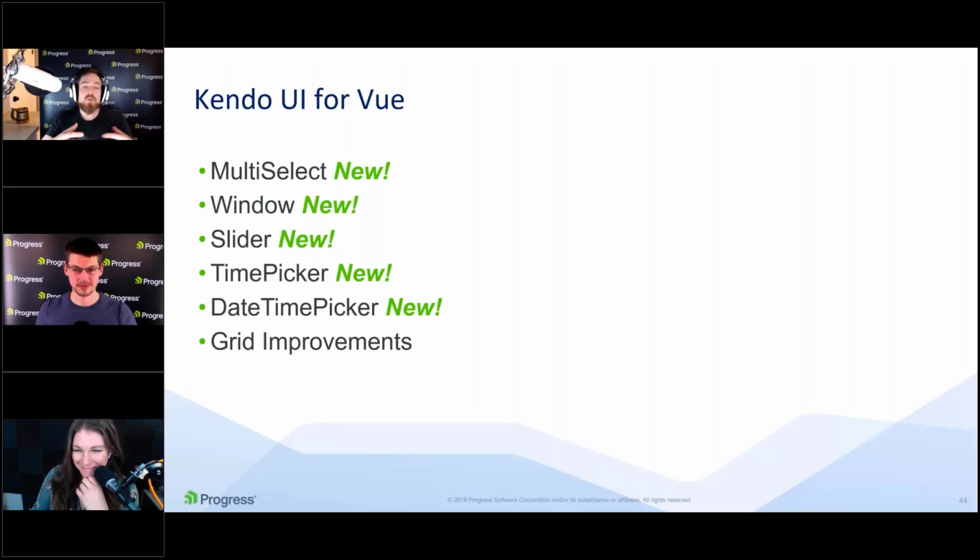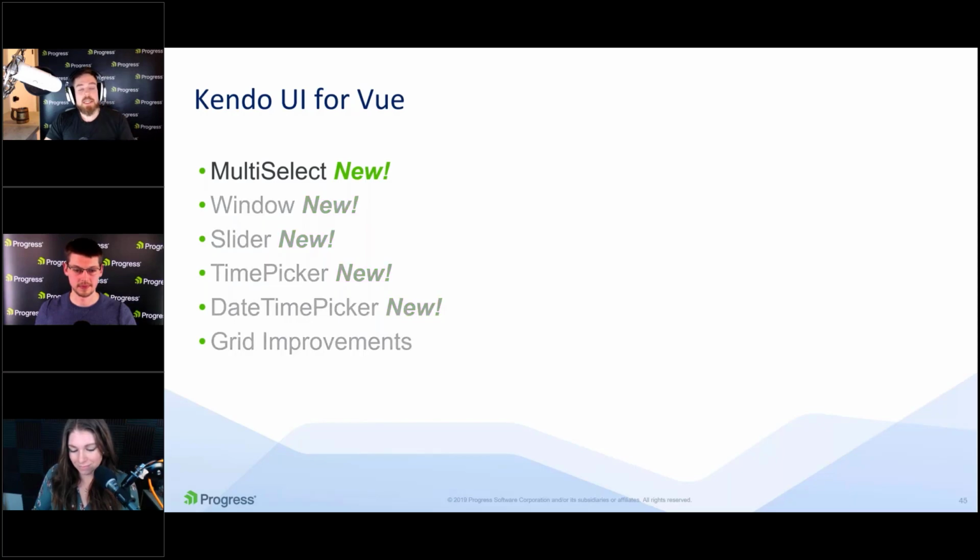If you're familiar, we initially took our jQuery components and wrapped them for Vue as an initial stopgap, and then we've been rolling out native components that are built from the ground up specifically for Vue. So with this release, we have the multi-select, the window, a slider, the time picker, and the date time picker. And we also had a couple of grid improvements along the way.